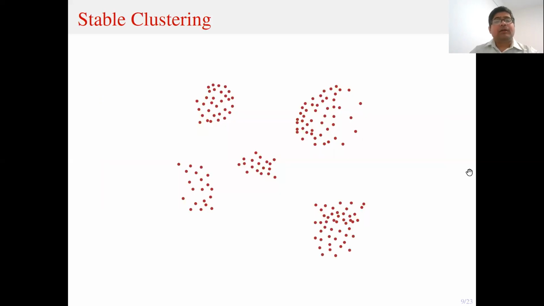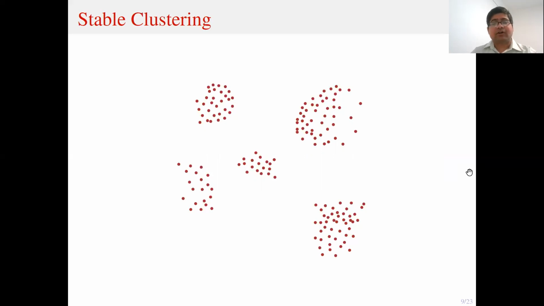In this work, we consider NUKC through the lens of stable clustering. So in stable clustering, we assume that the clusters are well separated from each other or distance-wise far away from each other. So one might ask, what's the reason behind studying such a simple model? So in clustering, there is a very interesting phenomenon. In clustering, theoreticians and practitioners do not share the same view.